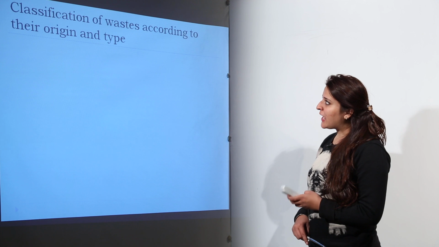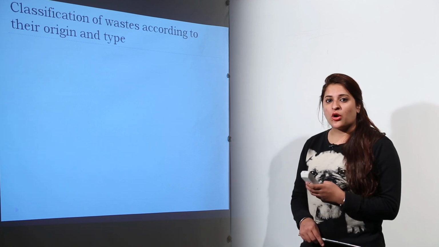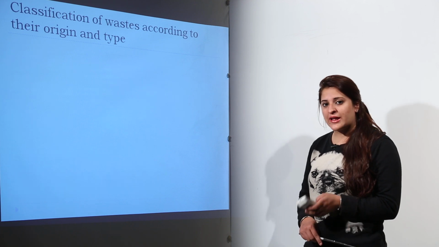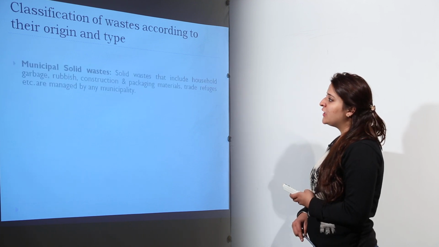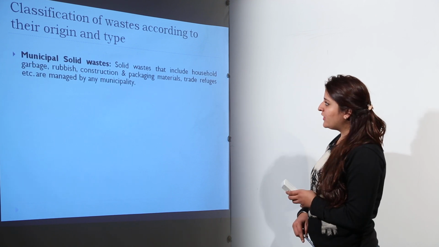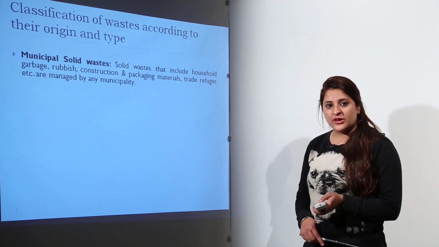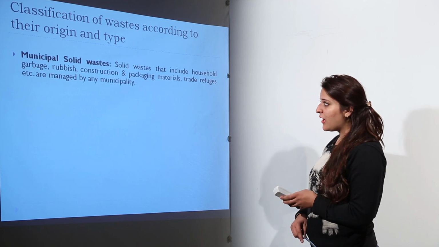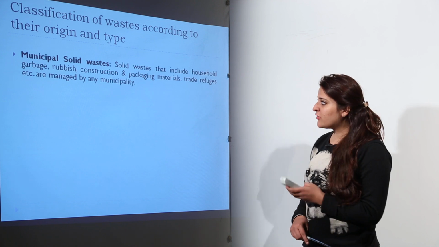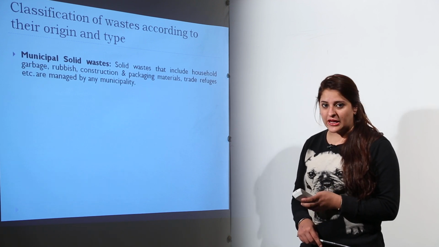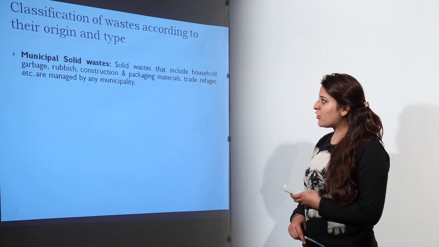Moving on to different types of waste on the basis of their origin and type. From where they are originating and what the type is, we are also classifying them on this basis. The first category is municipal solid waste. It includes household garbage, rubbish, construction and packaging materials, etc. Municipal solid waste is that which is managed by the municipality of that particular area.